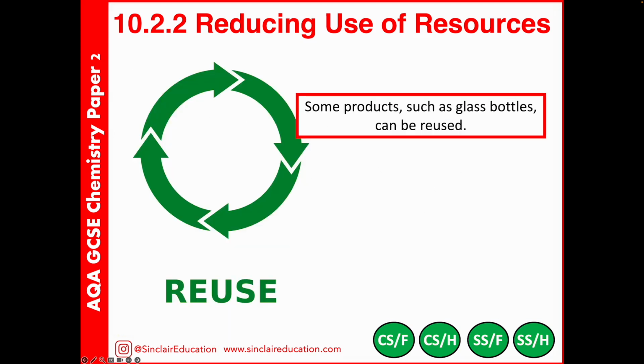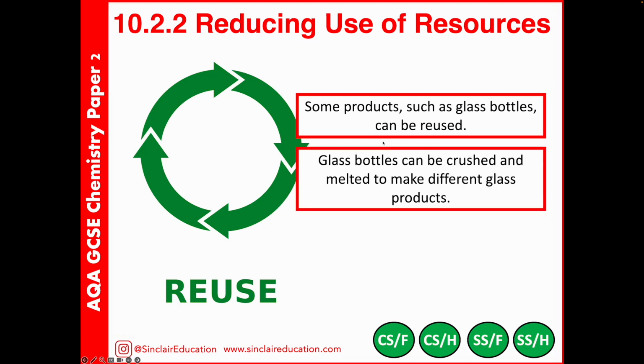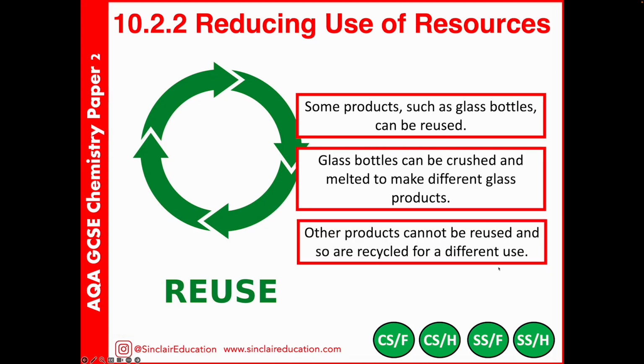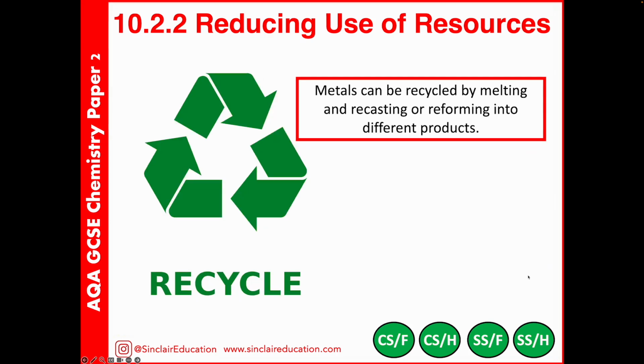So some products like glass bottles and plastic bags can be reused. But glass bottles can also be crushed down and melted to make different products. Other products can't be reused. And so when we go back to recycle, this is taking a material, melting it down, and then using it for something different than what it was originally used for. So this involves melting and recasting, or it might mean reforming into different products. If we were melting down a bottle and then reforming it into a new glass product, that would be an example of recycling.